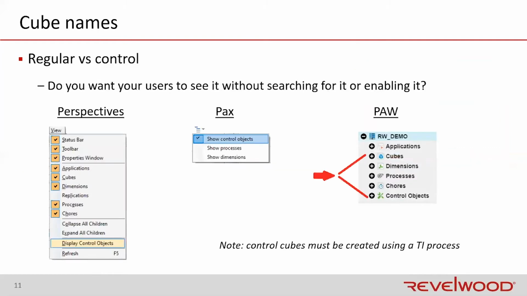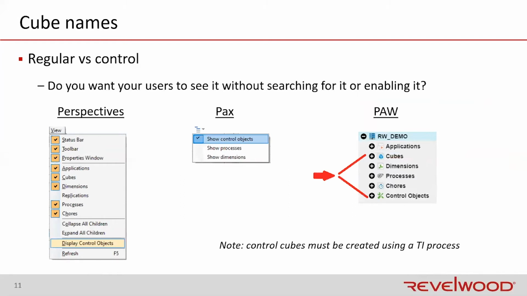And while we're thinking of names, let's also think about the cube names. A lot of different things come into play for the naming, but from an optimization standpoint, the thing that I wanted to talk through is regular cubes versus control cubes. Control cubes were originally designed by TM1 to have behind the scenes stuff.